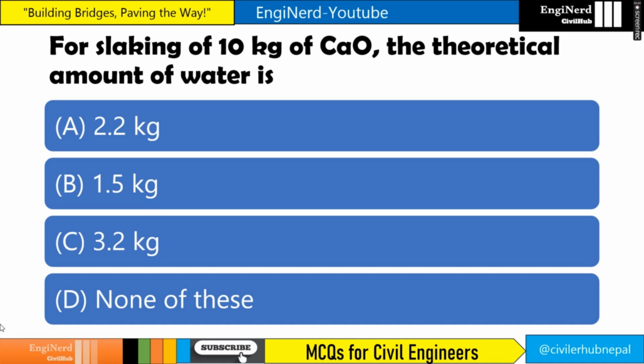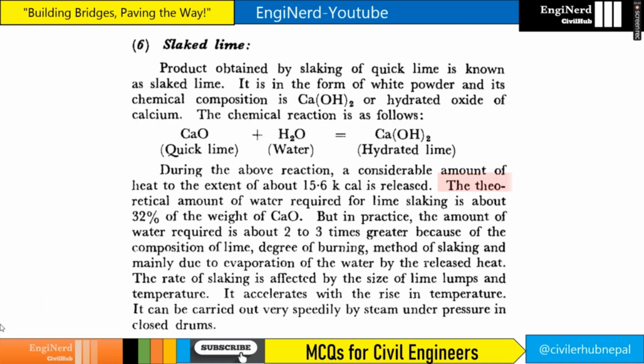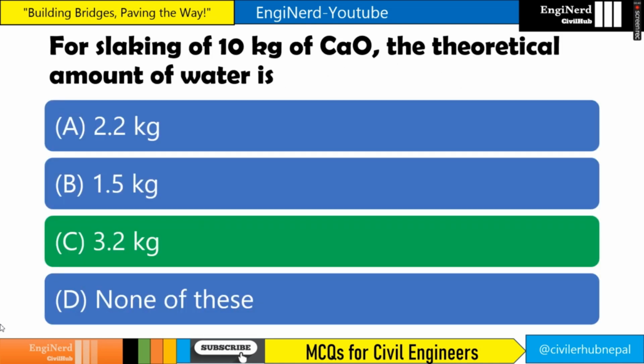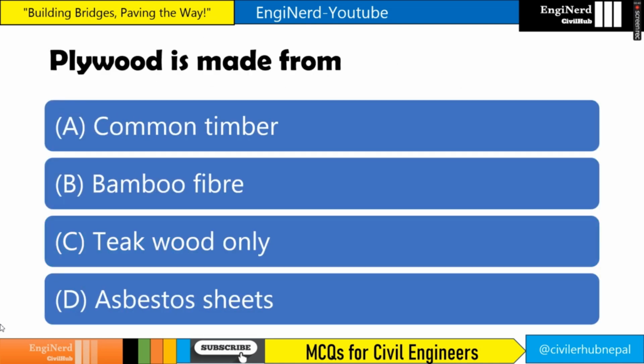For slaking of 10 kg of CaO, the theoretical amount of water is, so if you see here, the theoretical amount of water required for lime slaking is about 32% of the weight of CaO. If the weight of CaO is 10 kg, right? So 32% of 10 is 3.2 kg. So our answer will be 3.2 kg.